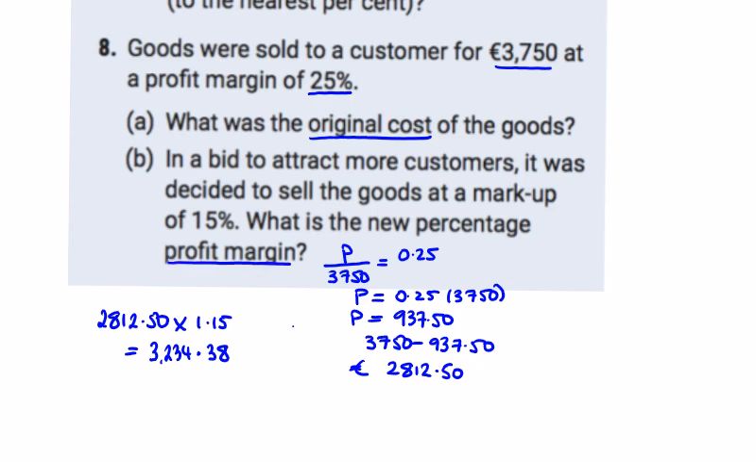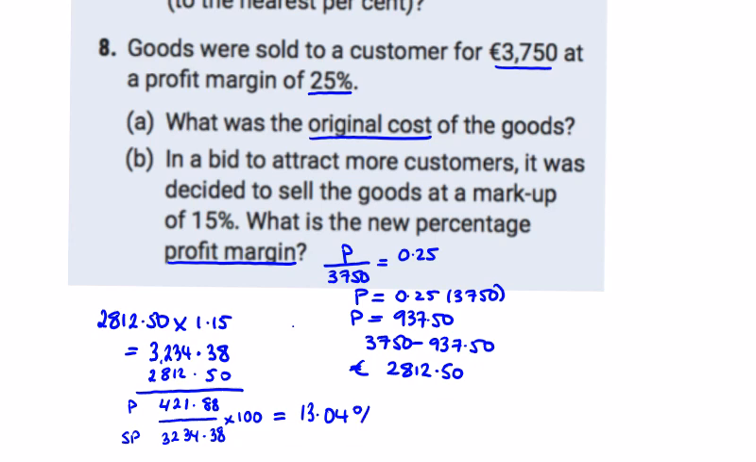So the new margin is the profit, which is the difference between 3234.38 and 2812.50, 421.88. So profit divided by selling price, which was 3234.38, times 100, will give the new profit margin, and that works out to be 13.04%. Long drawn out question, all dealing with margin.